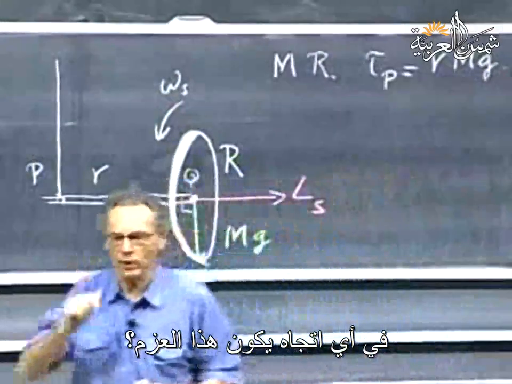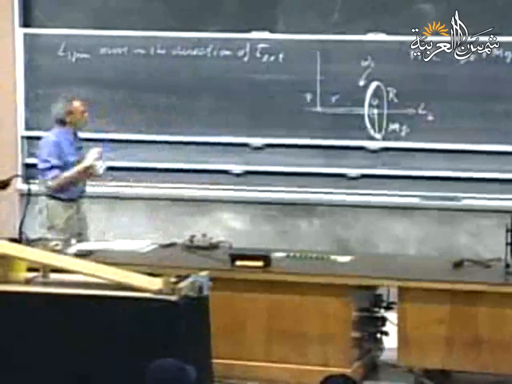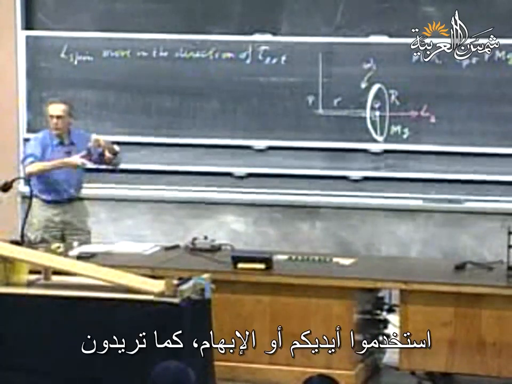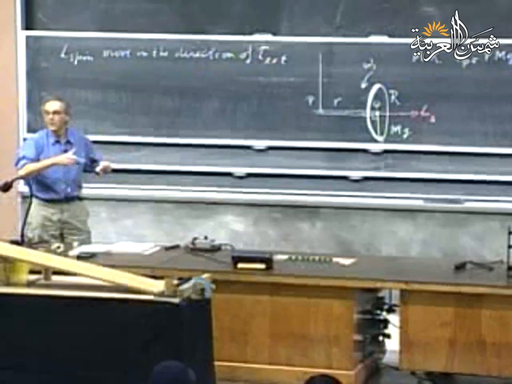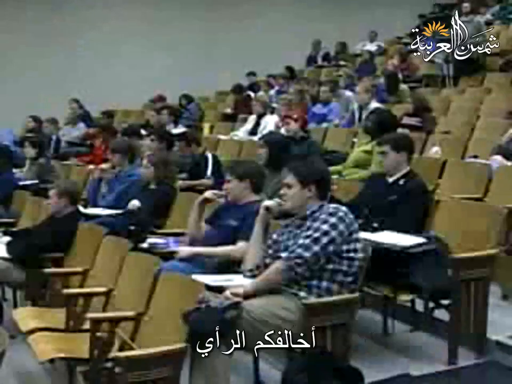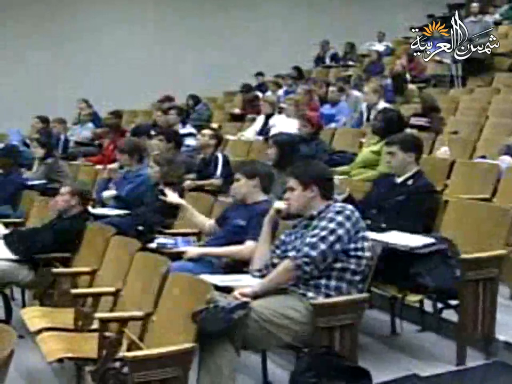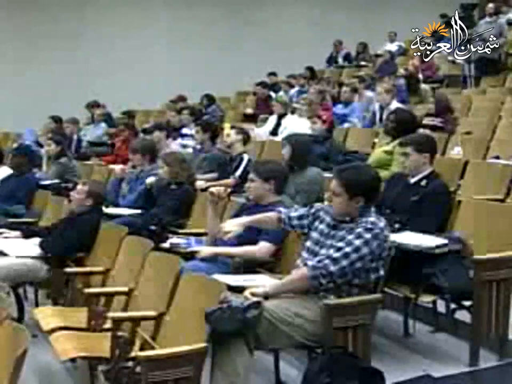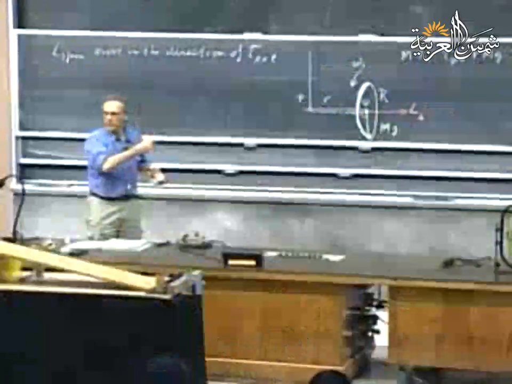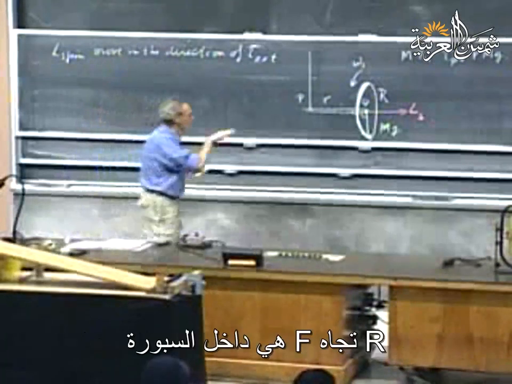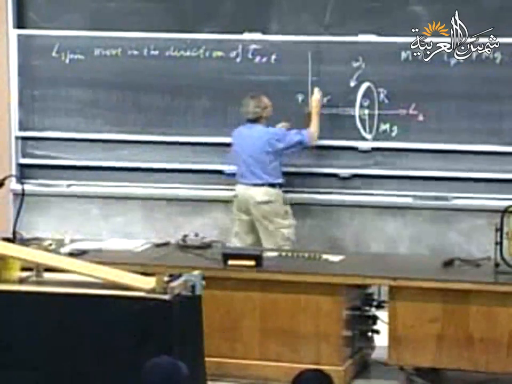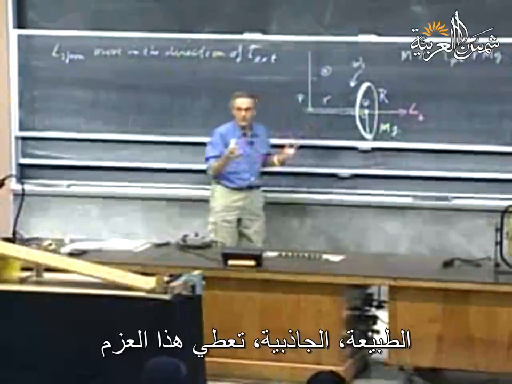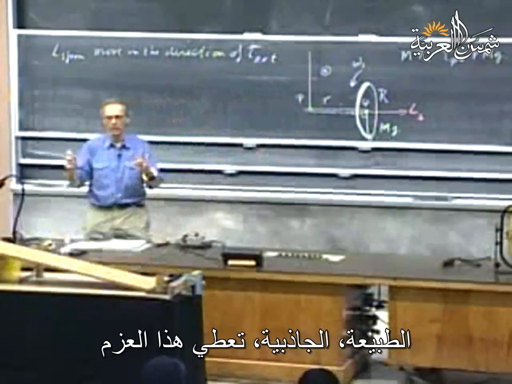In what direction is that torque? R cross F. In what direction is that torque? Use your hands, thumbs, whatever you want. You think in this direction? I disagree. R cross F is, you must be kidding, into the blackboard. It's not out of the blackboard, it's into the blackboard. R cross F is into the blackboard. There is a torque in this direction. Nature, gravity, provides that torque.